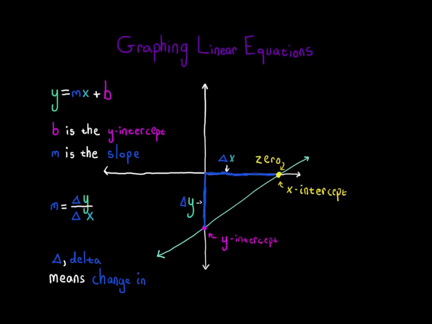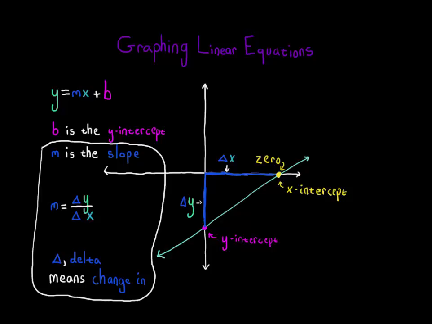This video is designed to help you identify and graph the key features of linear equations. There are three things you need to keep in mind. The slope, which is the change in y divided by the change in x, or said another way, the ratio of vertical change to horizontal change.